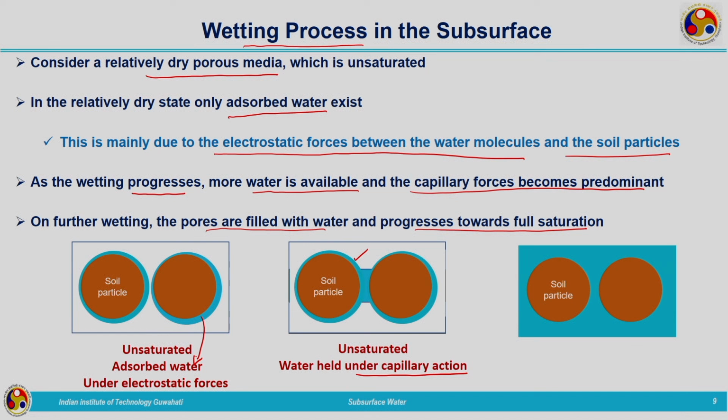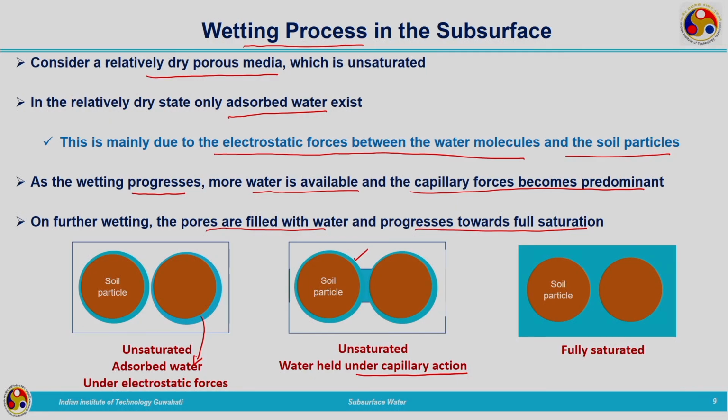clearly, because initially it was a relatively dry condition. Whatever moisture was available was forming a thin film surrounding the solid particles, which is due to the electrostatic forces between the water molecules and the solid particles. And wetting is progressing, and when more water is available to the soil, what will happen? The capillary action will be predominant there. Due to capillary action, it will form a bridge between two solid particles.